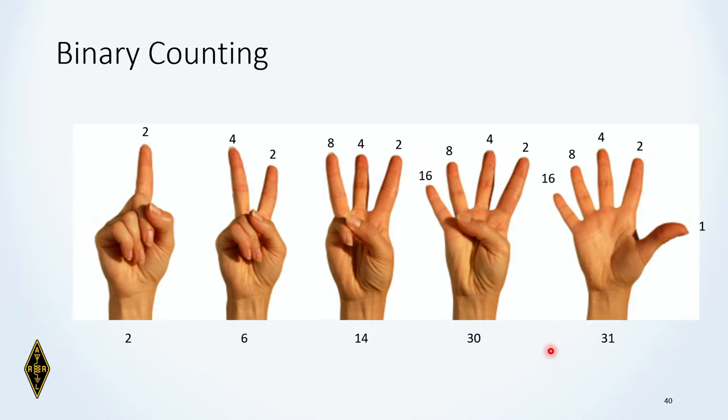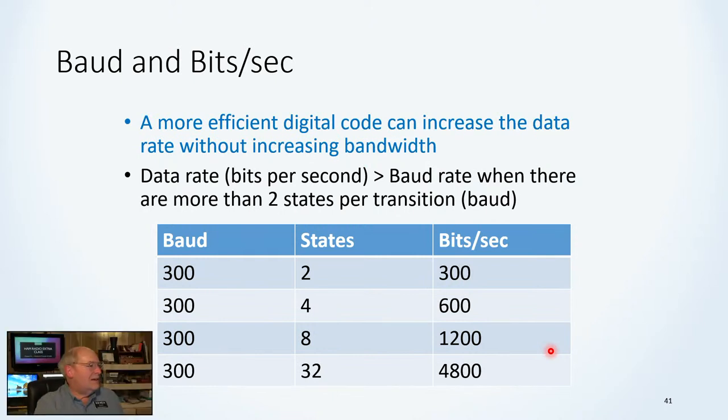Let me move on to another concept here: baud and bits per second. We alluded to this earlier. A more efficient digital code can increase the data rate without increasing bandwidth. So the number of symbols in the path can convey different numbers of bits. More on that to come.